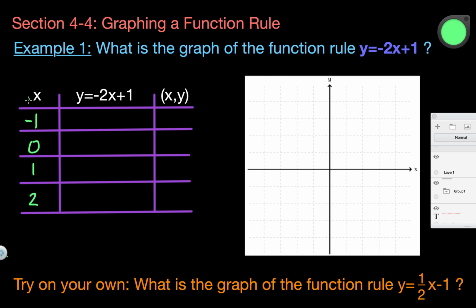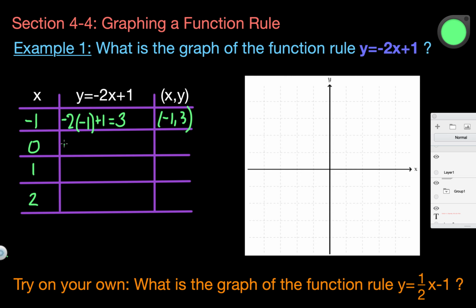So the way that we do this is we're going to substitute the x value of -1 in for x, and we're going to see what we get out. So we have -2 times x, which is -1 in this case, plus 1. And we're going to see. So -2 times -1 is +2. 2 plus 1 is 3. Okay? So this coordinate point is -1, 3.